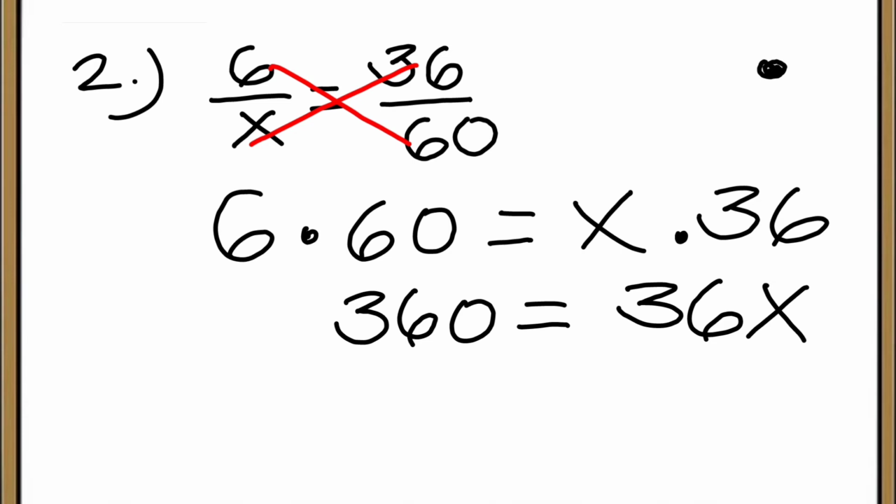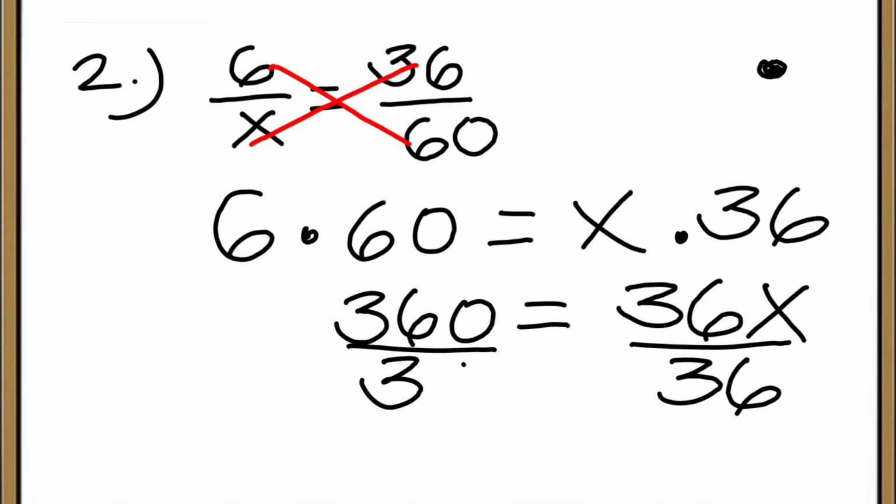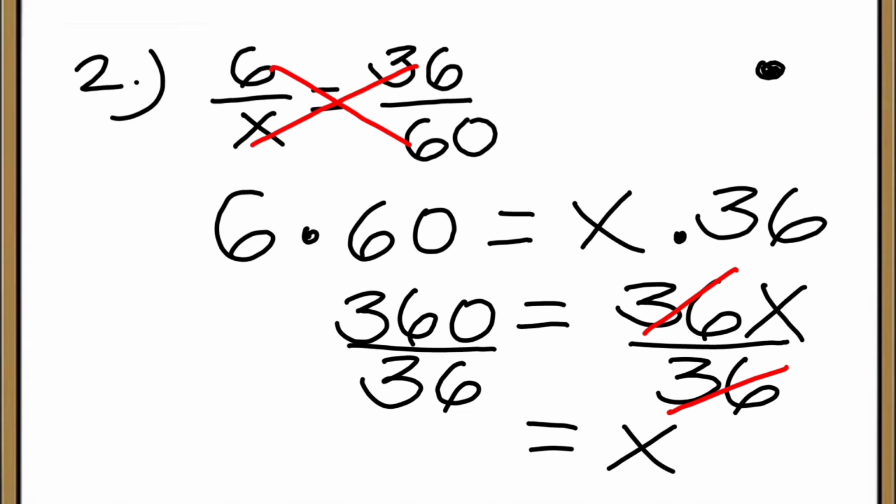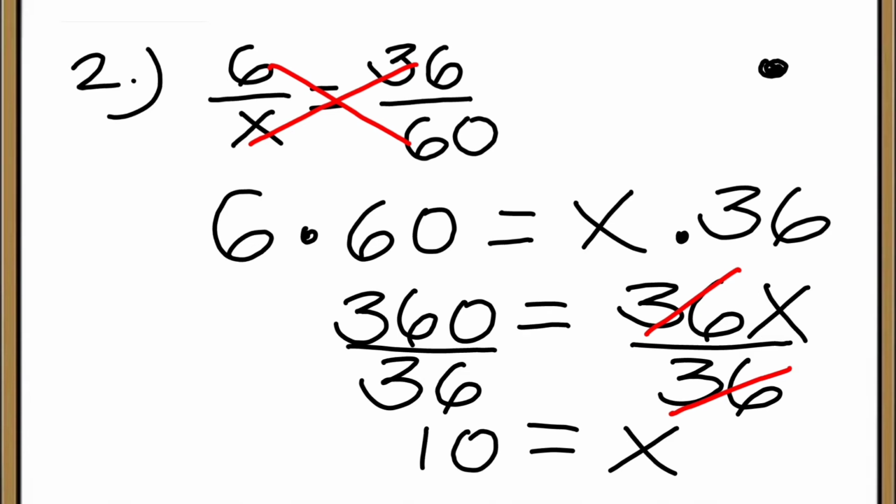So, para makancel si 36, i-divide natin si 36x kay 36. And also, si 360, i-divide natin kay 36. So, 36x divided by 36, cancel na si 36, at ang matitira na lang ay si x. So, therefore, our answer is x. And 360 divided by 36 equals 10. So, the missing term is 10.